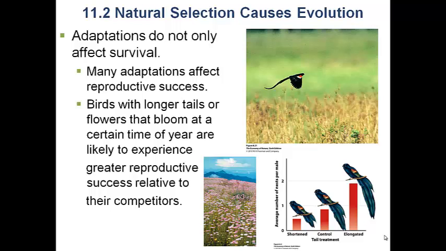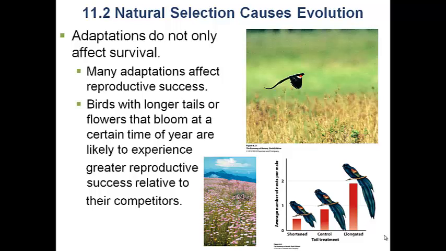In the control group, the tail was not modified. The tails were left the same length. In one of the experimental groups, the tails were shortened. Very simply, they cut the tail feathers so that the males had short tails. And in the other experimental group, an additional portion of a feather was glued on to the male's tail so that he actually had this tail extension, had a longer tail than he would normally have.